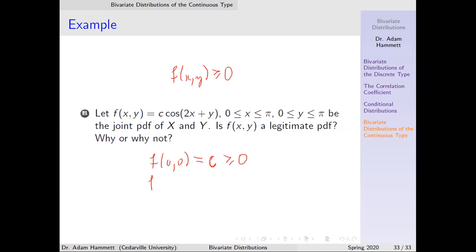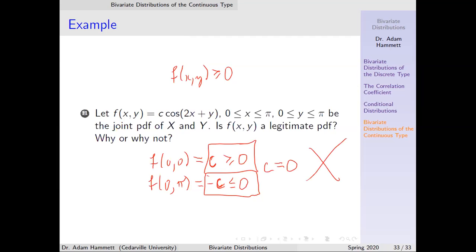Well, how about this? What if I plug in 0 for x and, I don't know, pi for y? That's going to be the cosine of pi. You realize that the cosine of pi is -1. So that equals negative c, right? But this already said that c had to be bigger than or equal to 0. And now I get the negative of c, so that needs to be less than or equal to 0. So those two things together tell me that c would have to be equal to 0. And so there is no way to make this work out.